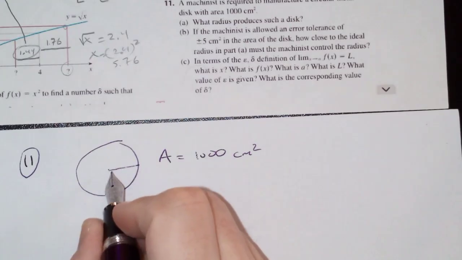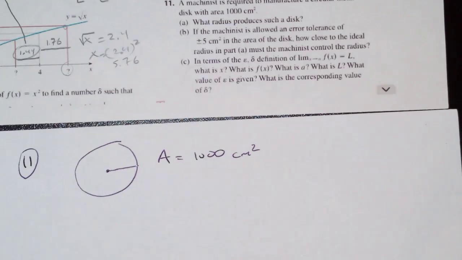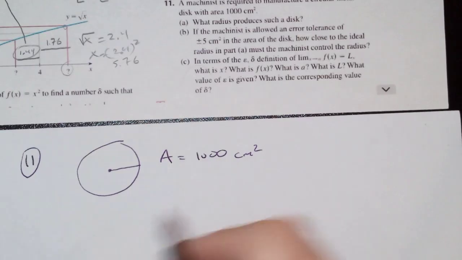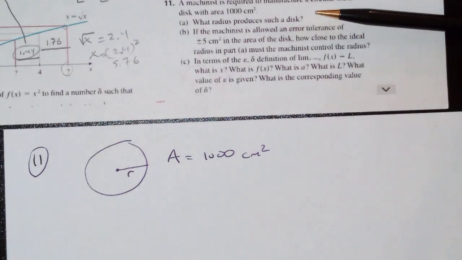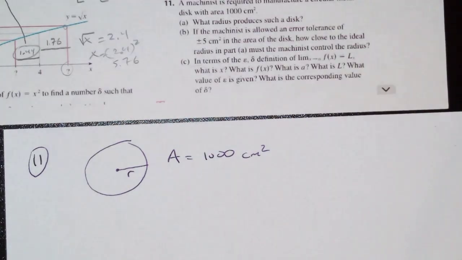I like to draw pictures. As I said earlier, I'm a very visual person. So I want to draw a picture and then try and do some interpretation. Here's my circle. Circles have a particular radius. So the first part of this question, part A, what radius gives me an area of 1,000 square centimeters?